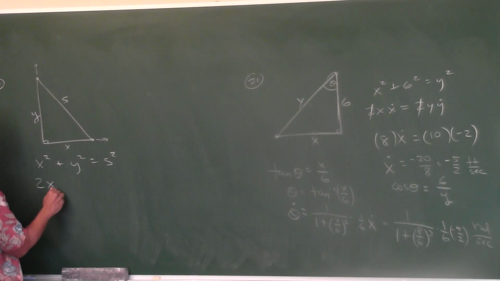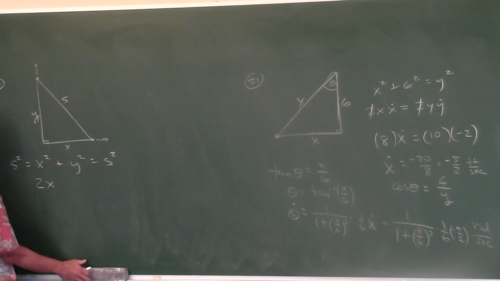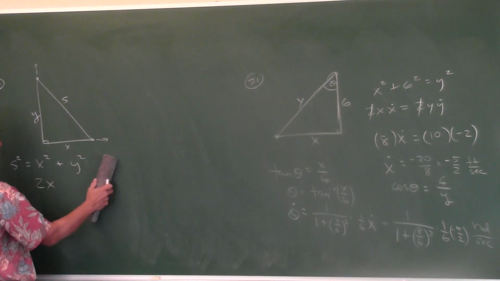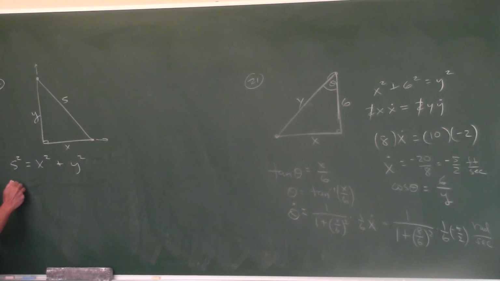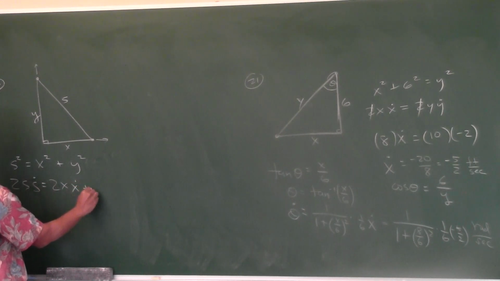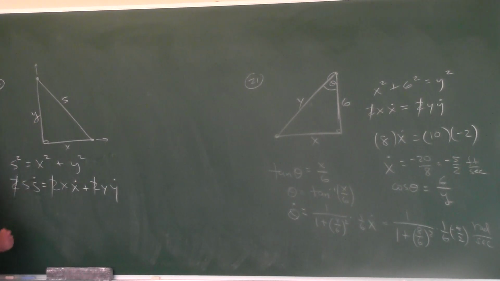2s s dot equals 2x x dot plus 2y y dot. Oh, sorry, we'll do it on this side then. And can I divide everything by 2? Yes. Although I have no doubt you guys wouldn't do that.